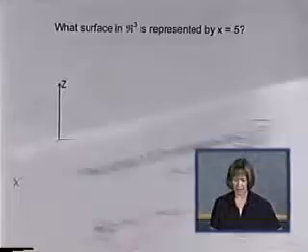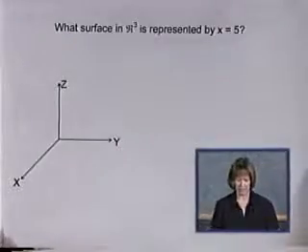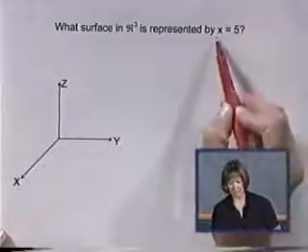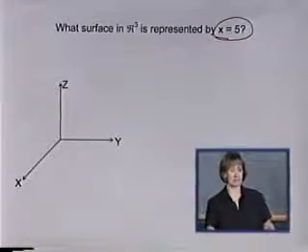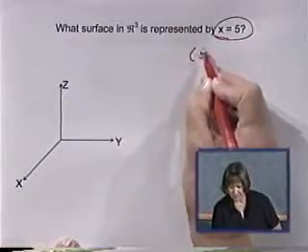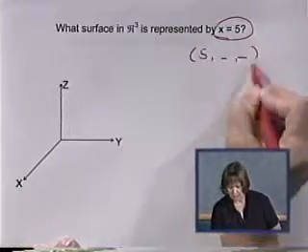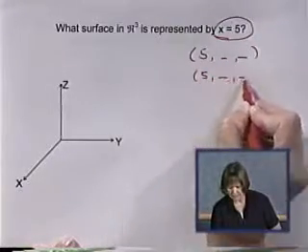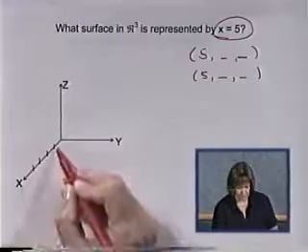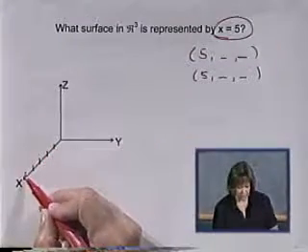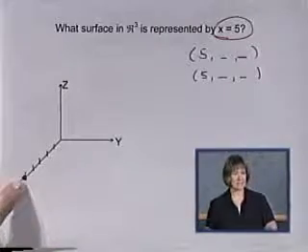We doing okay? All right, what if we instead wanted to figure out what would be represented by the equation x equals 5? Well, now x has to be 5, but y can be anything. So where is x equals 5? X equals 5 is right around here. 1, 2, 3, 4, 5. Okay, that's x equals 5.